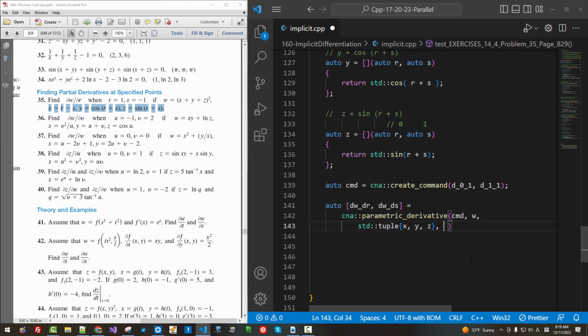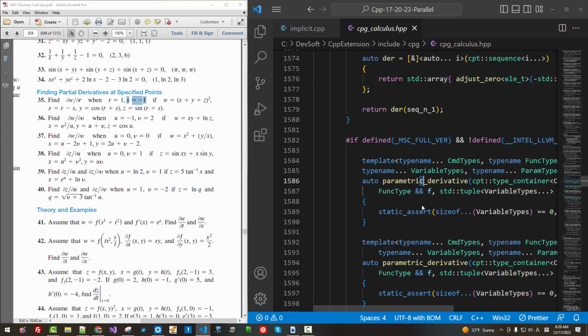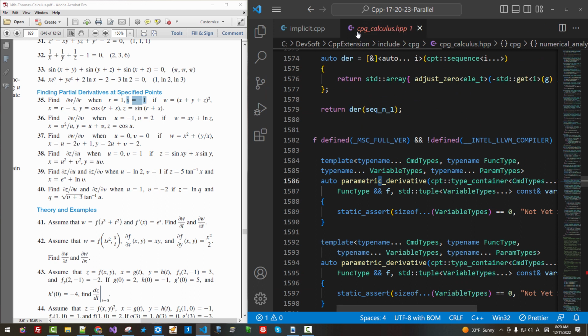Then we pass R is 1, so 1.0 is the value of R. S is -1, -1.0. We defined the parametric derivative. Here it is defined in cpz_calculus.hpp.